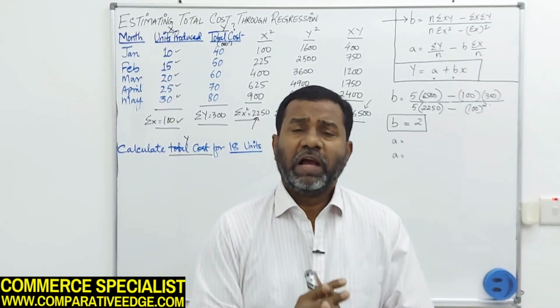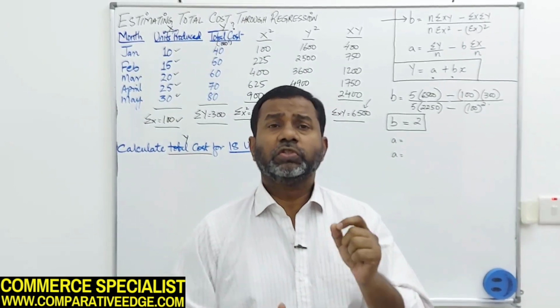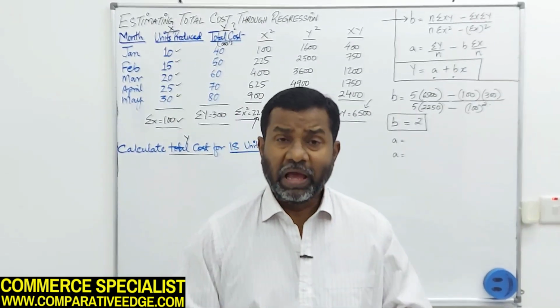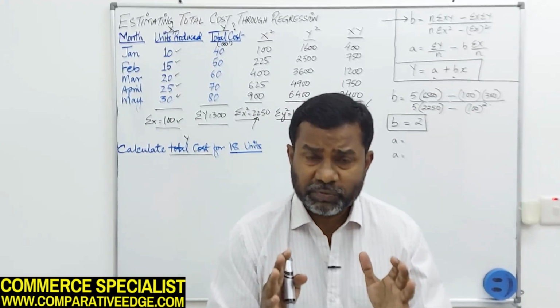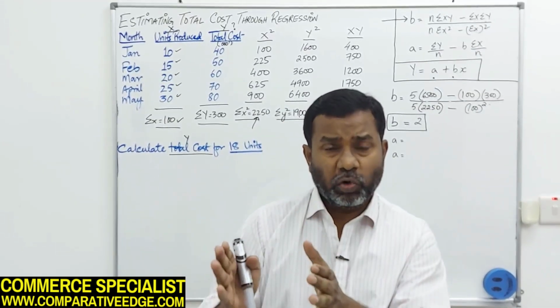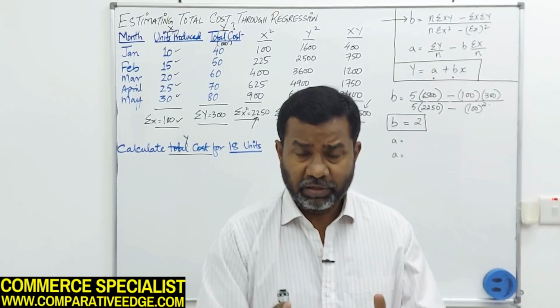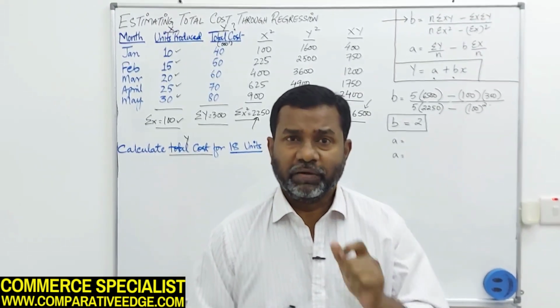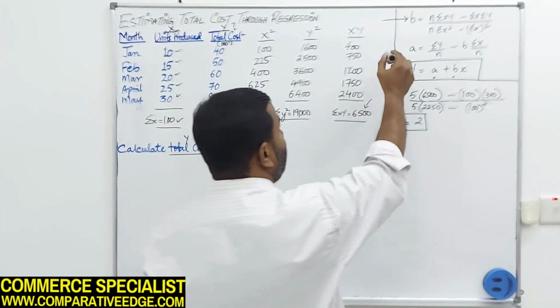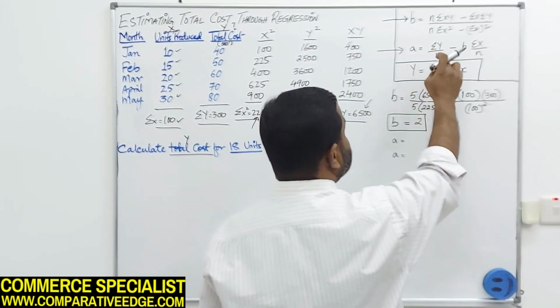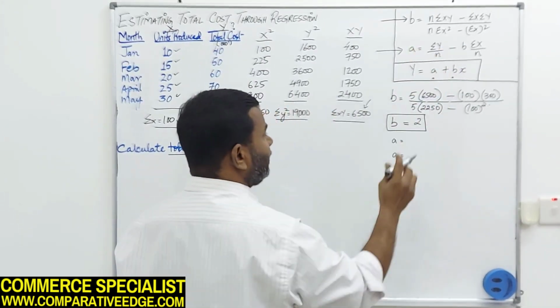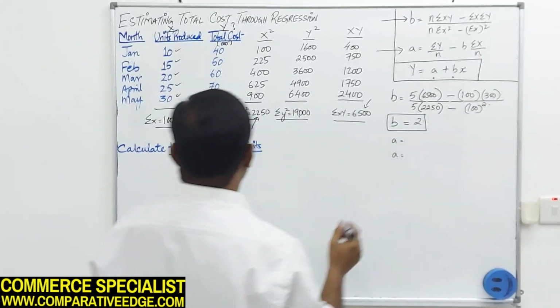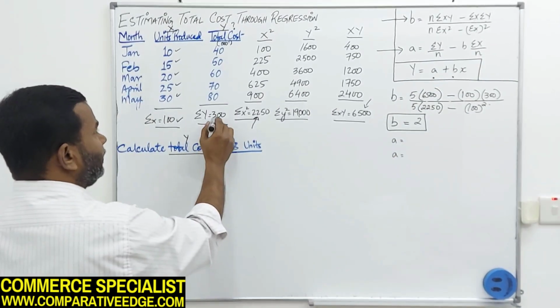Now, once we have B, we also need to calculate A. And let me tell you, I am going to explain what is meant by B and what is meant by A. All right. So at the moment, what we need is the value for A. So I've given you the formula for A. A is equal to sigma y upon n, minus B into sigma x upon n. Sigma y is 300 here.